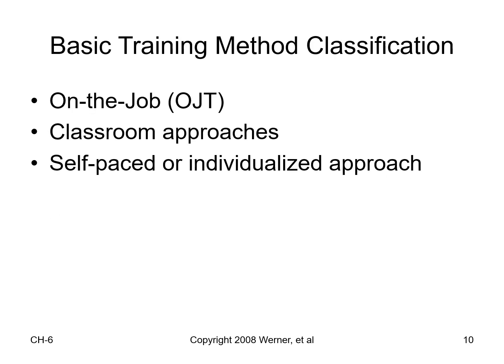So here are the basic training methods. We have on-the-job training, OJT. We have classroom approaches, and then we have self-paced or individualized approaches. On-the-job training, like your co-op, is training while you are working. Then classroom approaches, where you go to a classroom, to a training hall. And then self-paced, like those e-learning courses that you are studying for your assignment, for example. Self-paced means that you are the one who decides how fast or how slow you want to go.